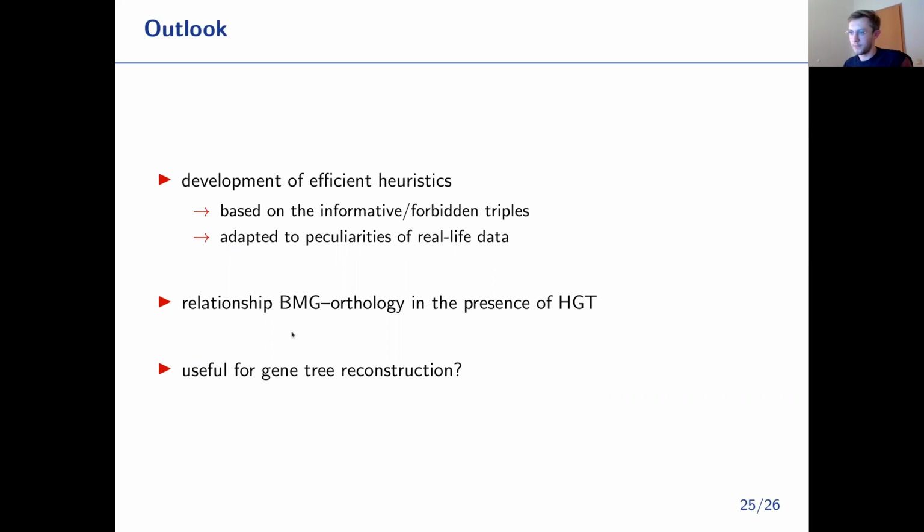And we're also investigating the relationship between best matches and orthology in the presence of HGT. We basically know that HGT, or horizontal gene transfer, is able to mess anything up, but if it occurs only moderately, then we think that we can probably still extract a lot of orthology information from the graph. And the last point that I've written down here is that we want to look at whether best matches can be used for gene tree reconstruction.